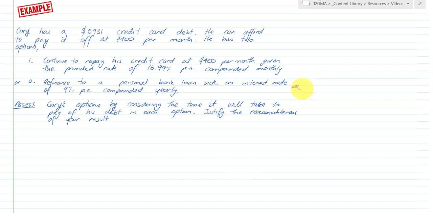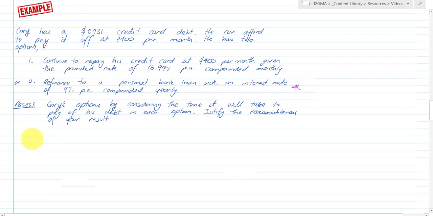So $5,931 at $400 per month. Now if I divide $5,931 by 400, that's at least 15 iterations. So because it's at least 15 iterations, I'm not going to set up a big table. What I'll do is I'll do it on my calculator first, and I'll show you the setup for this.